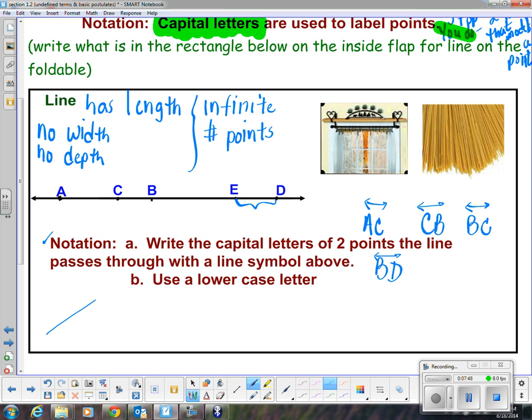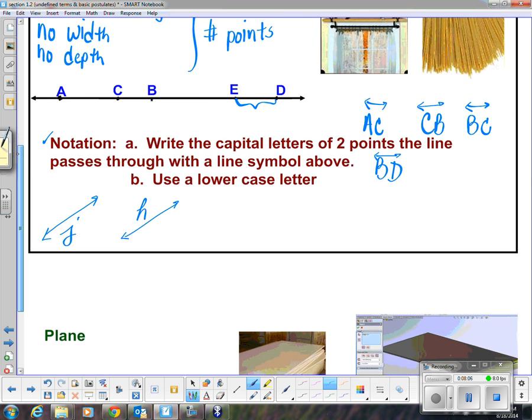Another way to refer to a line is using a lowercase letter, like the letter j. Or I could have a line and I could use a lowercase h. That's referring to the whole line. And a lot of times they do this when there are no points that have been identified. So now this should be on the line part of your foldable.